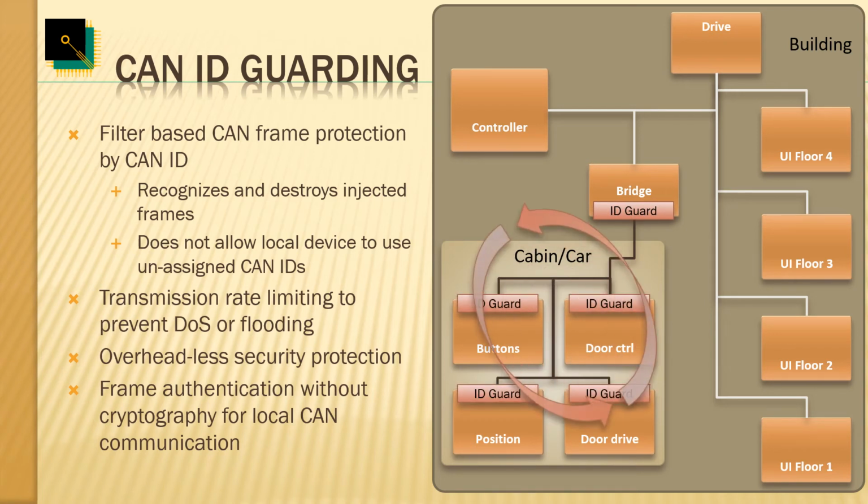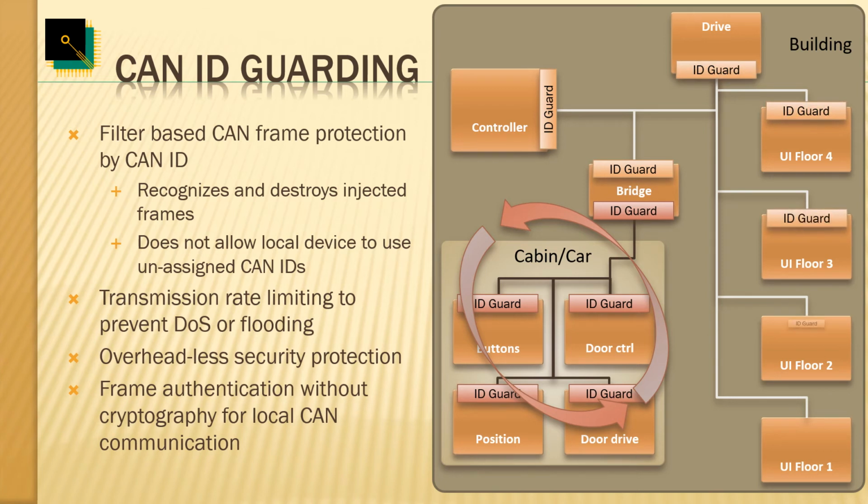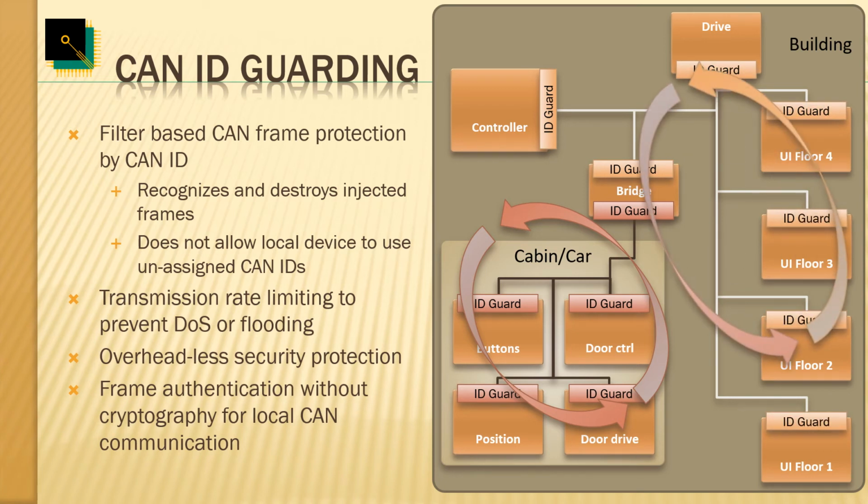In our example with the elevator, ID guarding would be applied always to a local domain. So we would have one domain being the cabin, the car network, and implement ID guarding in all the transceivers there. And the second system would be in the building. Here, the floor, drive, and controller, they would also all use ID guarding to protect that local domain.